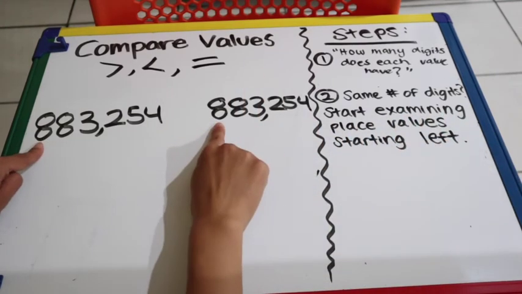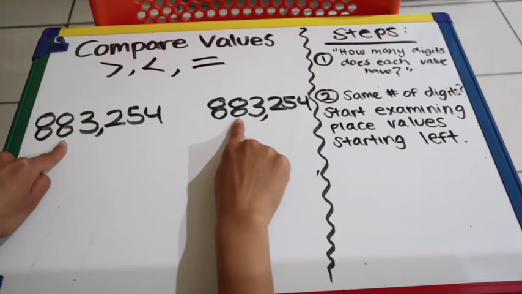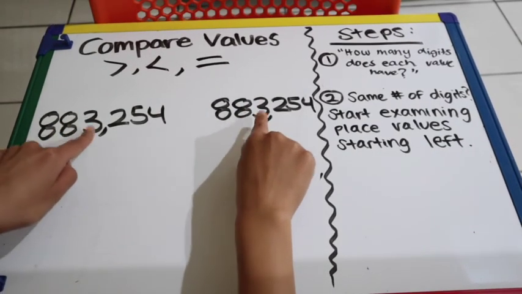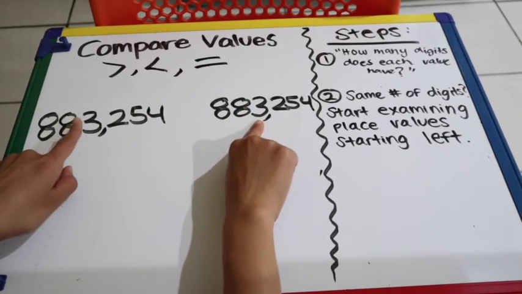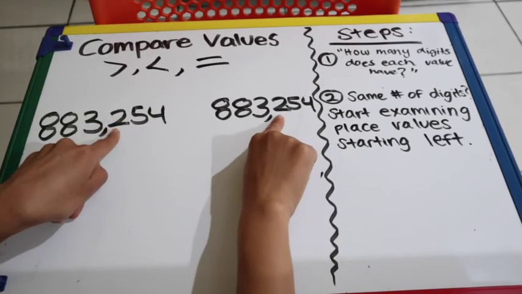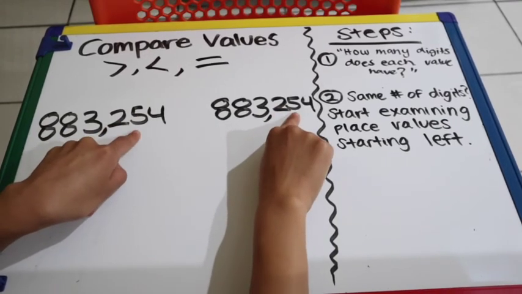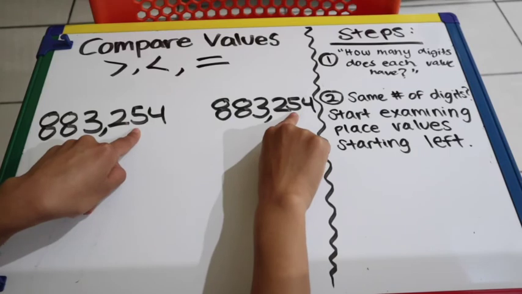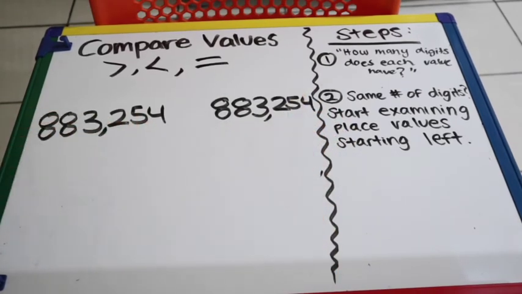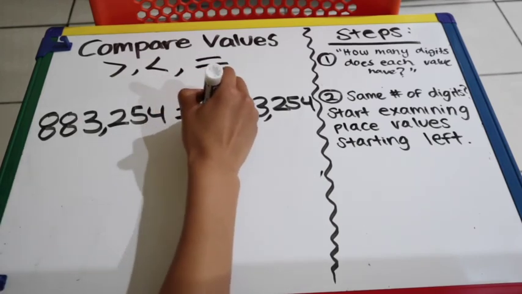Here we go. In the 100,000s place, we both have an 8. In the 10,000s place, we also have another 8. In the thousands place, we have a 3 here and a 3 here. In the hundreds place, we have a 2 here and a 2 here. In the tens place, we have a 5 here and a 5 here. And in the ones place, a 4 here and a 4 here. It looks like these two values are equal.